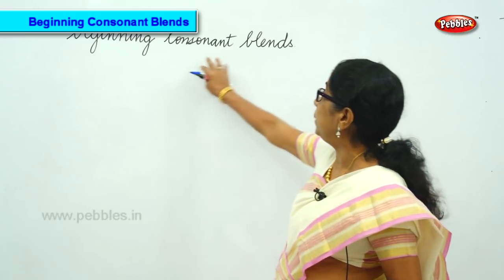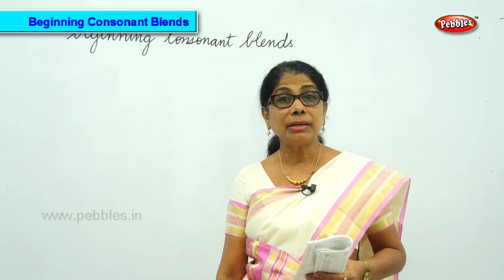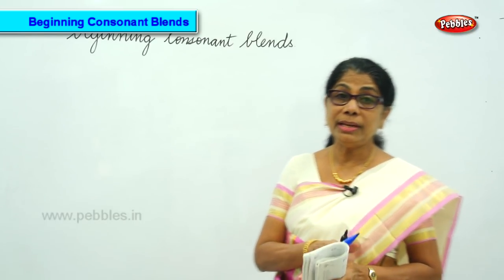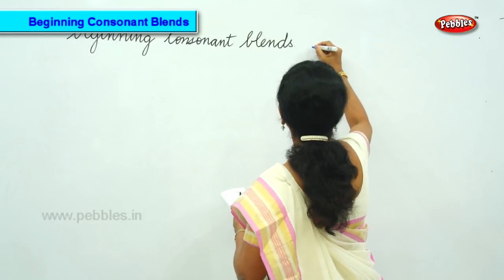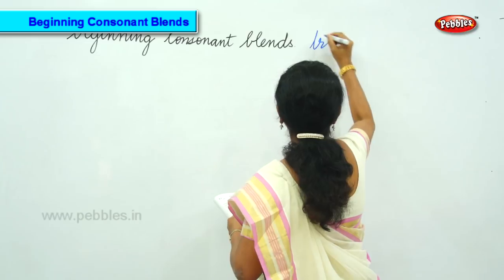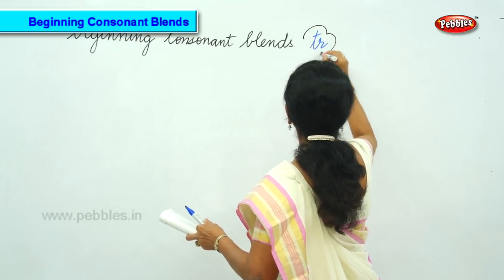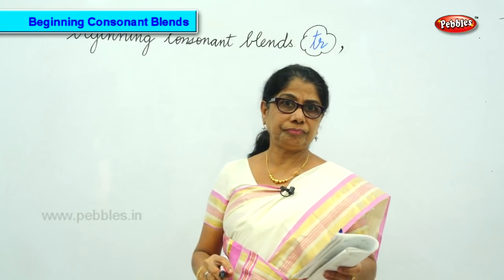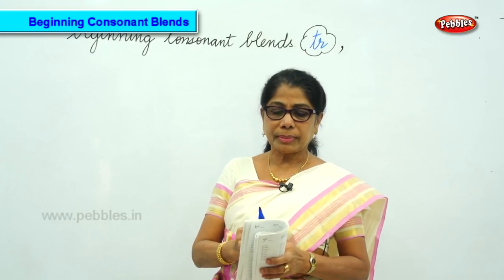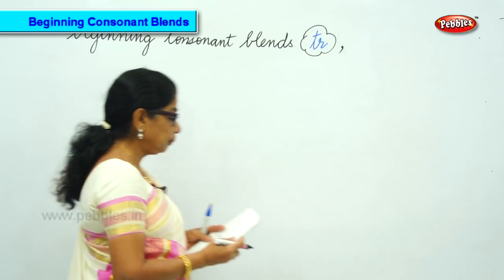Now we will do the beginning consonant blend T and R, tr. That's what we are going to do. T and R together, you get tr. Tr sound, like train, trim. And that's what we are going to do now. Tr sound.